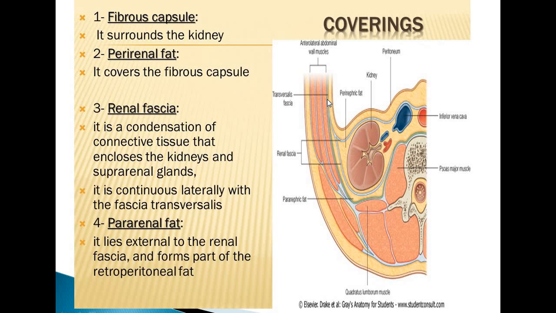This is one theory. According to that, the fascia then extends anteromedially behind the kidney as a bilaminated sheath. So initially it was taught that the renal fascia consists of two layers, the anterior layer and the posterior layer.